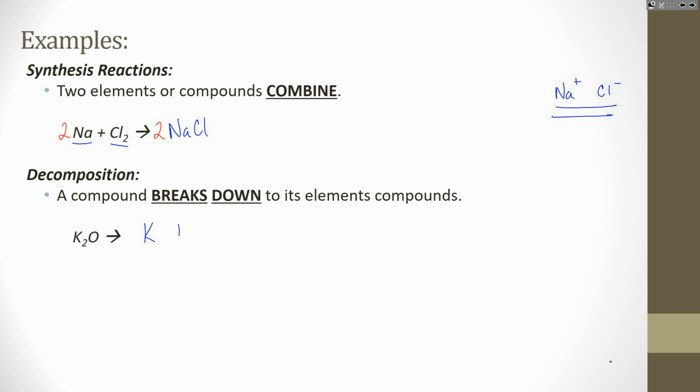So what you're going to end up with is this and this. Now, obviously not balanced, so we go back and we fix the balancing. So we need 2 oxygens here, which means now I'm going to put a 4 there.